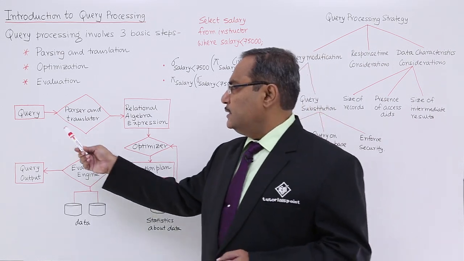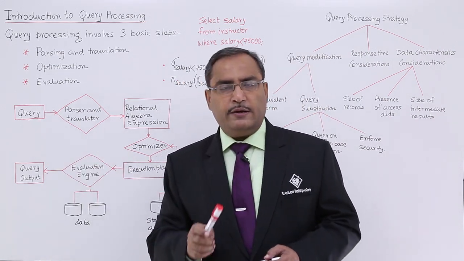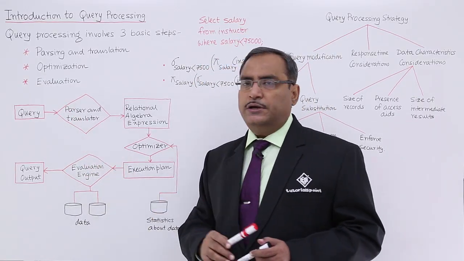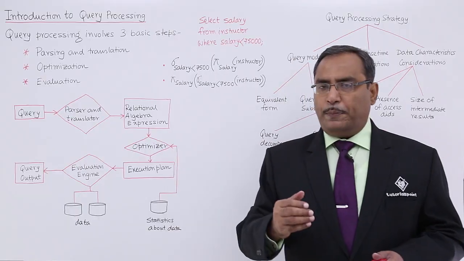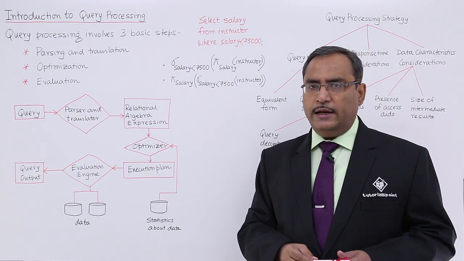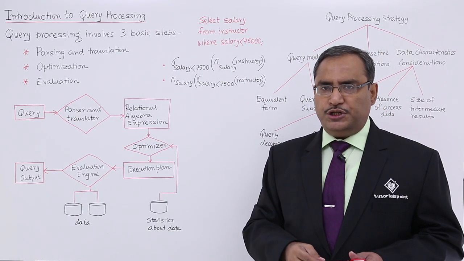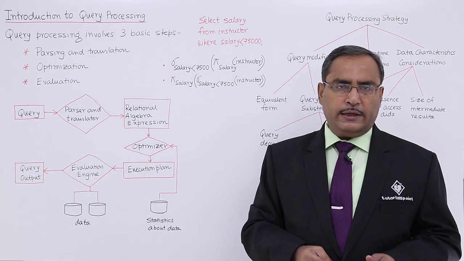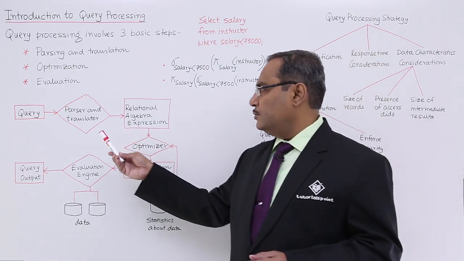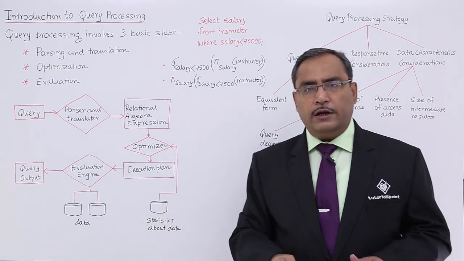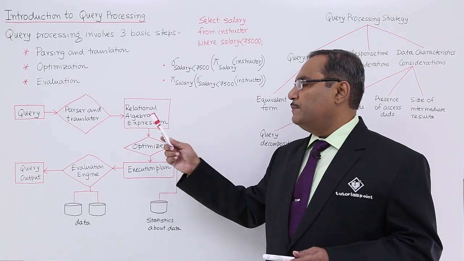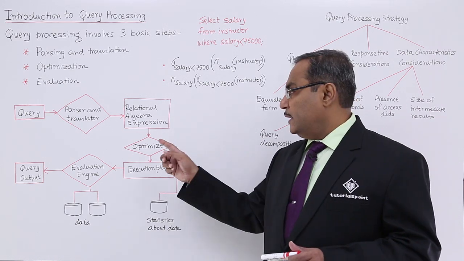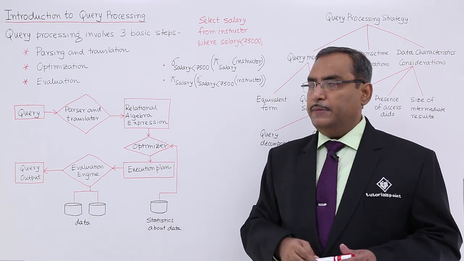So it is the query which we have written in the respective SQL statements, and then the parser and the translator will do the needful operation on that particular query written in SQL. Parsing means it will check syntactically whether the query is okay or not, whether any kind of grammatical error or syntax error is there or not, and then the translator will convert it to the respective relational algebra expression. So the relational algebra expression will be obtained, and then the optimizer will come into play.